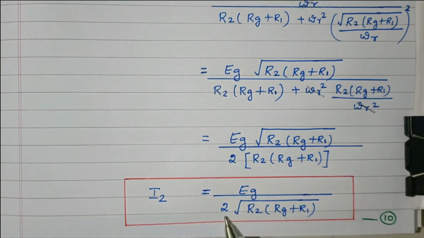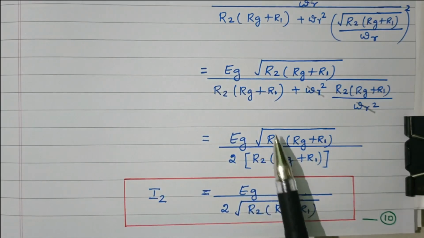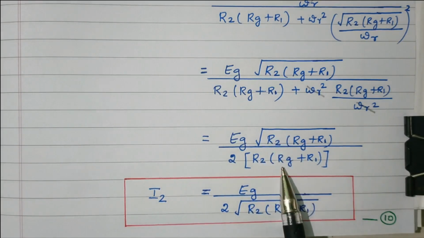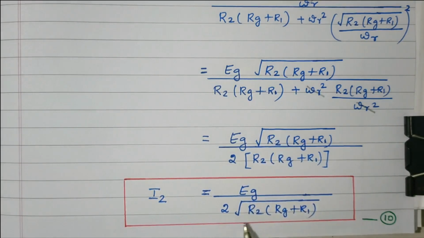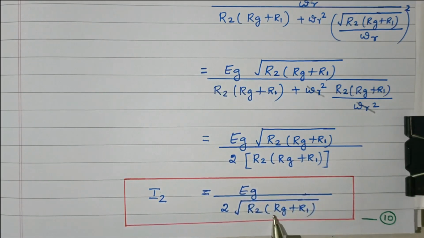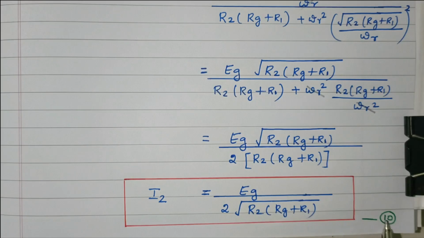So Eg divided by 2, very similar to the previous case. Root 3 divided by 3 can be written as 1 by root 3, right? So based on the same procedure, this is replaced. So I2 equals Eg divided by 2 of the square root of r2 of rg plus r1. We'll take this as equation number 10. This is the expression for the maximum value of current I2. So now we got the maximum value of E naught as well as I2. Now we'll go for the further analysis.